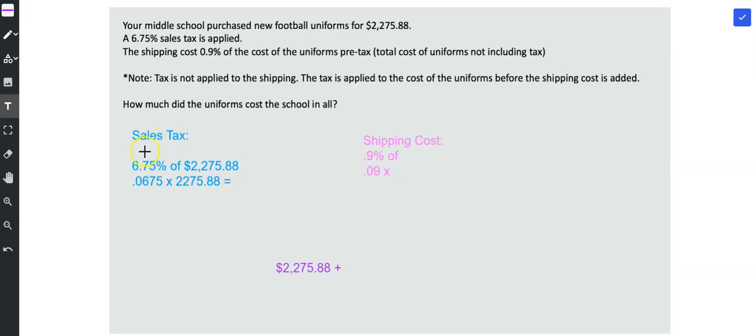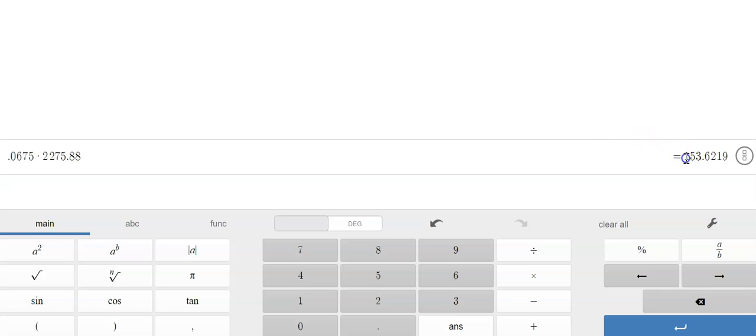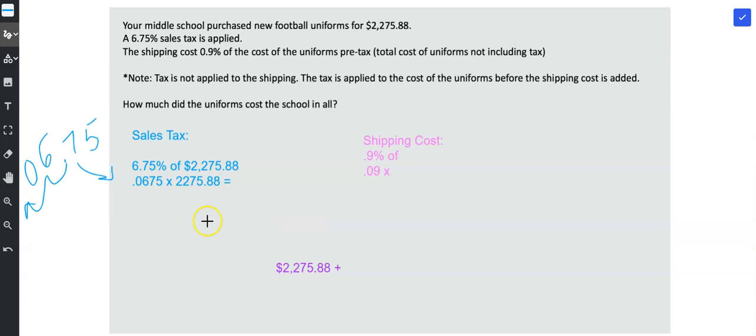So I went ahead and started showing some work. To figure out the sales tax, we take 6.75% of the $2,275.88. Well, 6.75% as a decimal is 0.0675 because you take the 6.75% and you move the decimal 2 times to the left. So that's how I got that 0.0675. Then I multiply those two together and we get 153.6219, and then we just need to round.